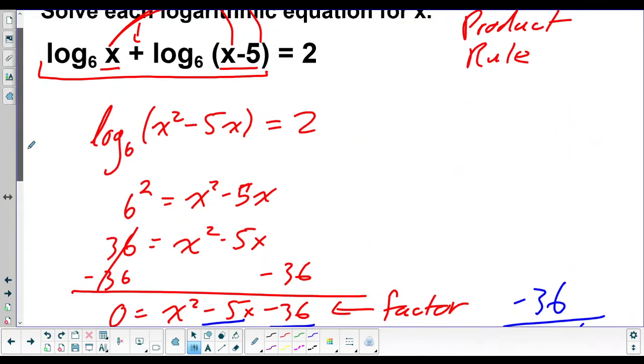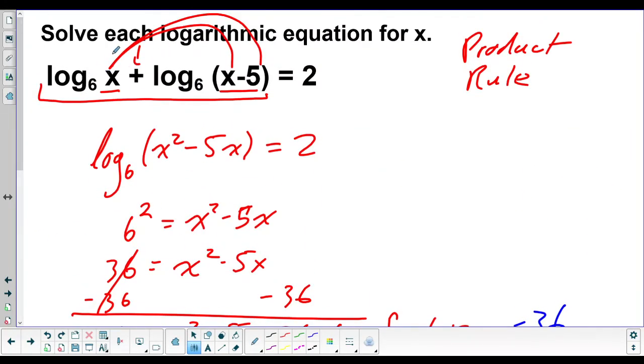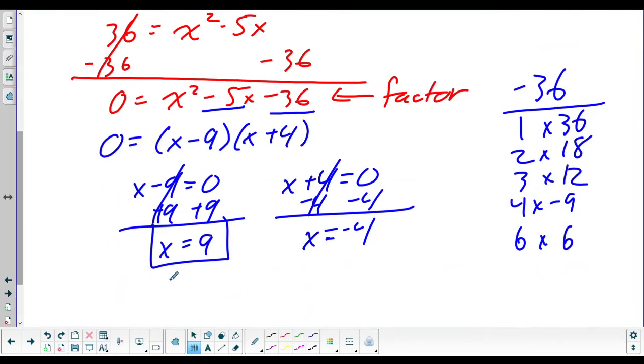So let's plug these back into the original equation and see if either of them make the argument negative. Let's start with 9. If I plug in 9, I get log of 9. That's positive, so that's fine. And then 9 minus 5, that would be positive 4, which is positive, so that's also fine. So this one is a solution. That one's fine. Let's check negative 4.